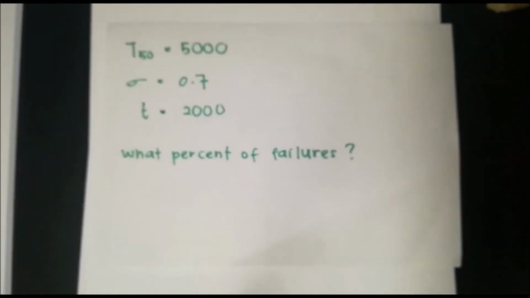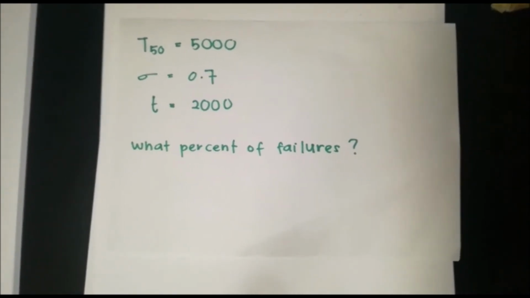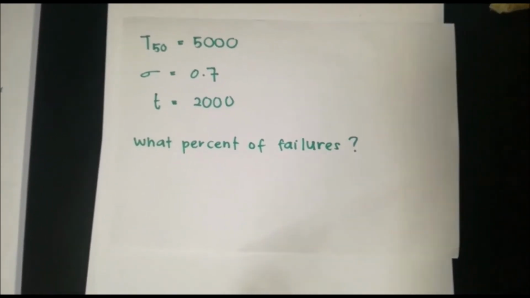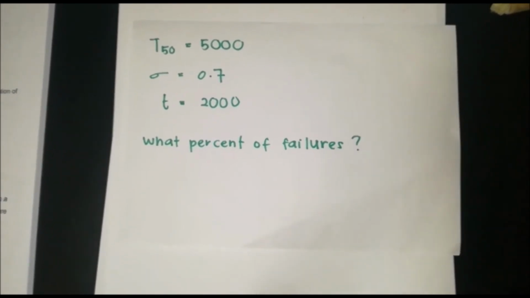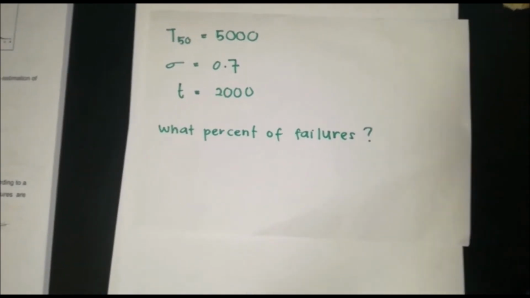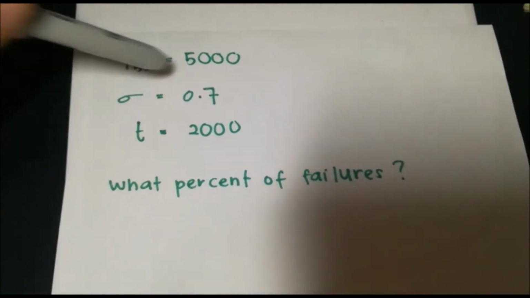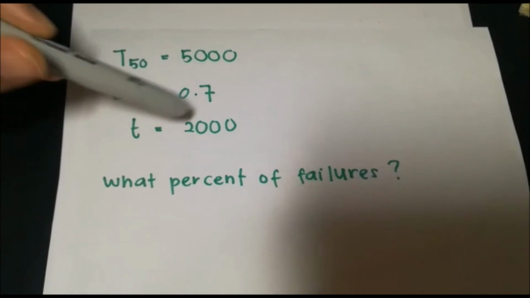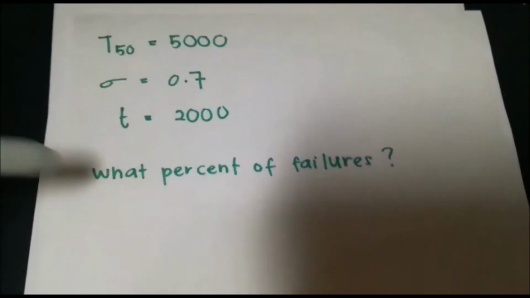I am going to give a simple example of calculation for log-normal distribution. For the example, the question says that a population of components when tested at high laboratory stress fit according to a log-normal distribution with T50 of 5,000 and standard deviation of 0.7. The question asks to find what percent of failures are expected in a 2,000 hour test. So based on the question from the book, we can extract the given information, which is T50 is 5,000, standard deviation is 0.7, T is 2,000. So we need to find what percent of failures.